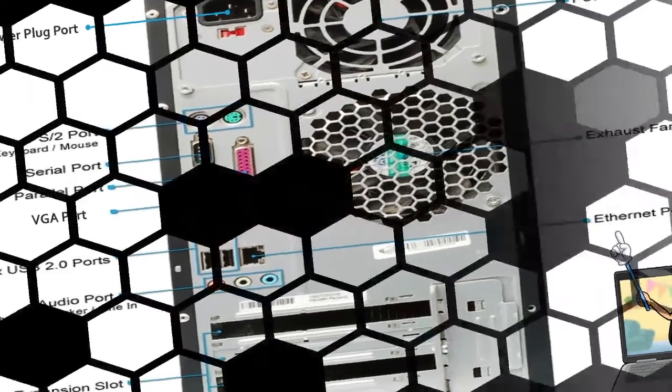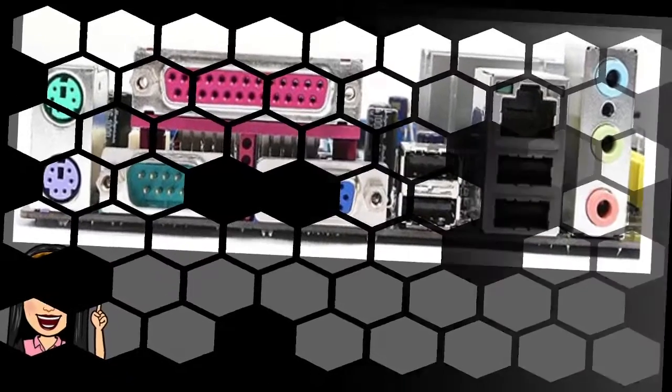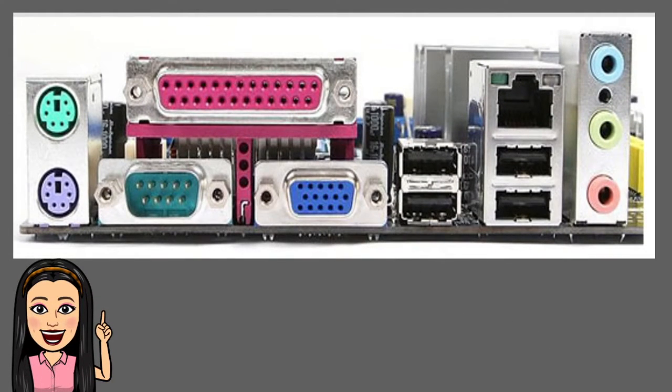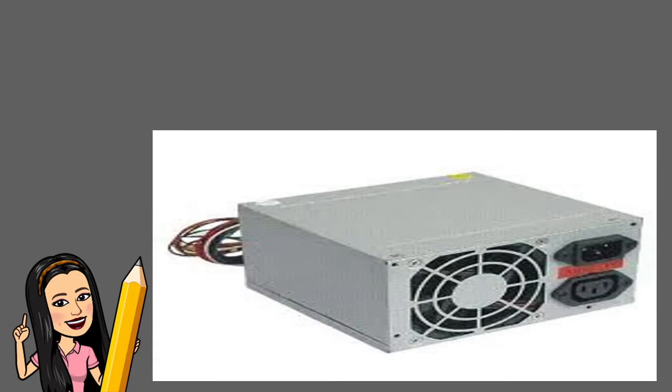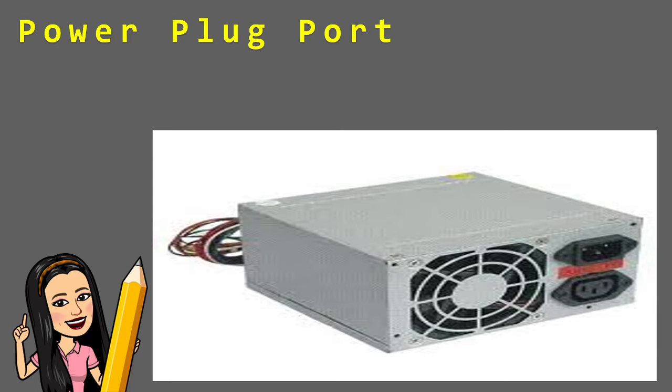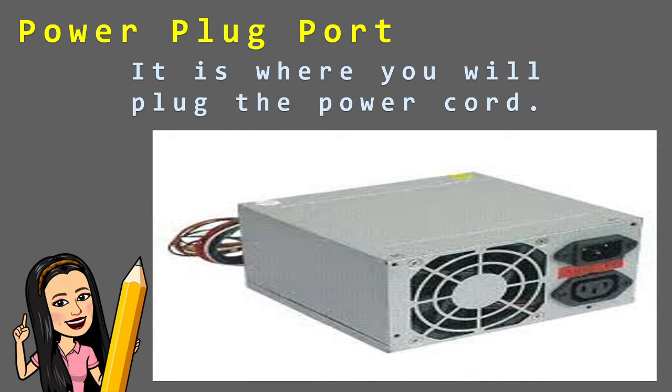Here's the other view of computer port. So let's now identify one by one the different computer ports that can be found on your computer. To start, we have the power plug port. It is where you will plug the power cord.